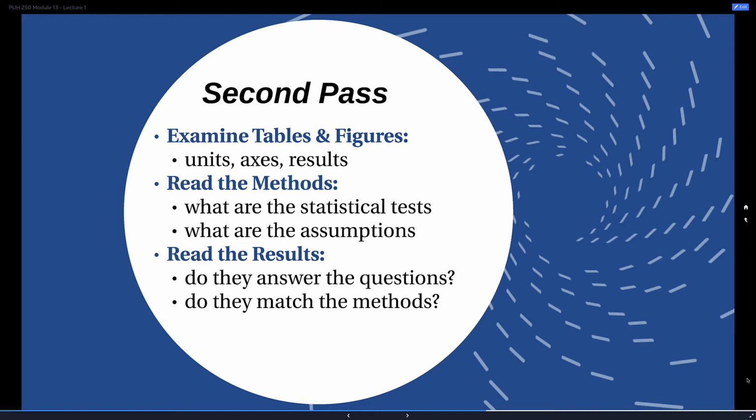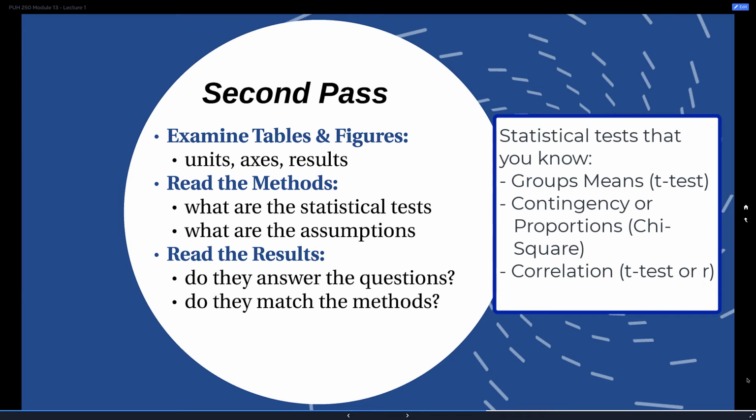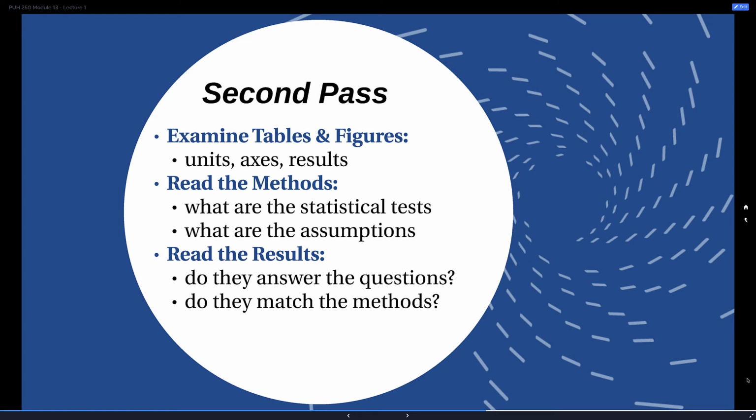Then you need to read the methods section. What are the statistical tests that were used? And what are the assumptions that the authors made about their data or about the statistical tests or about their population? And then you need to really dig into the results and make sure to determine whether or not they actually answered the questions they set out to answer.